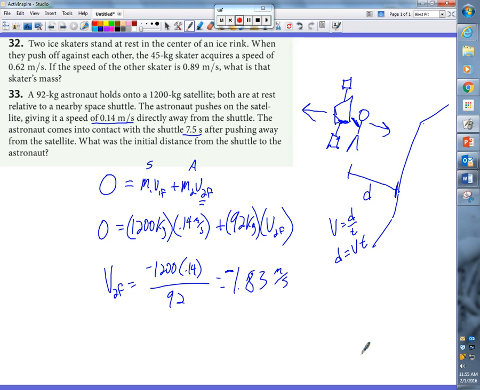So the last thing we have to do in order to find that distance is just multiply your speed there. It's just a speed, so you don't need the negative. 1.83 meters per second times a time of 7.5 seconds gives us, when we take it to sig figs, about 14 meters. Should be good to go.